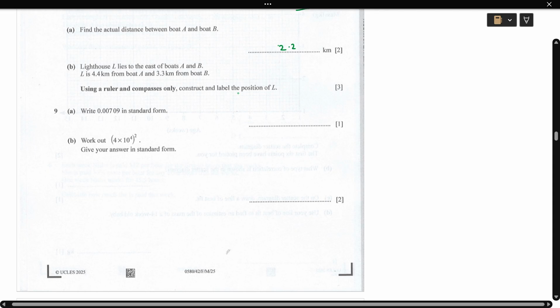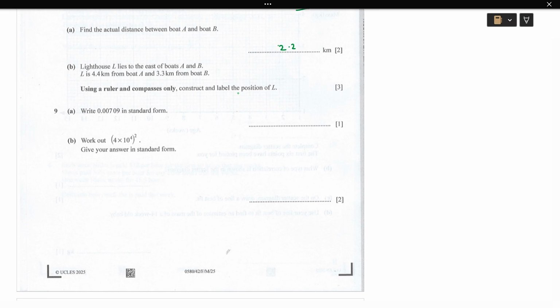Okay, next question. Write 0.00709 in standard form. So for standard form we need to move the decimal 1, 2, 3 places, which is 7.09 times 10 to the power negative 3. Next one, 4 squared times 10 to the power 8. So 16 times 10 to the power 8, which is 1.6 times 10 to the power 9.